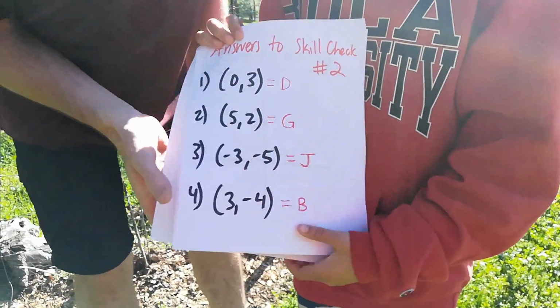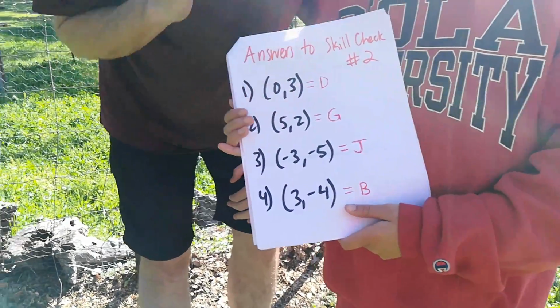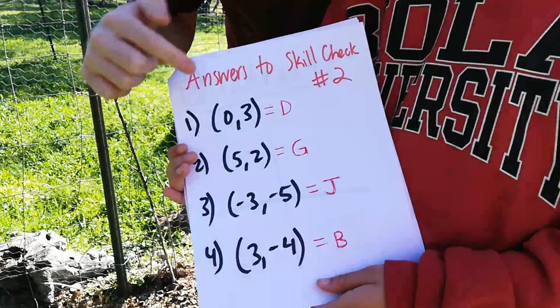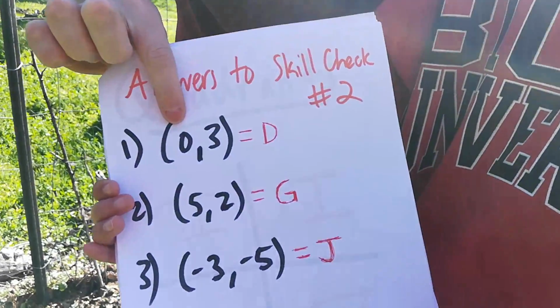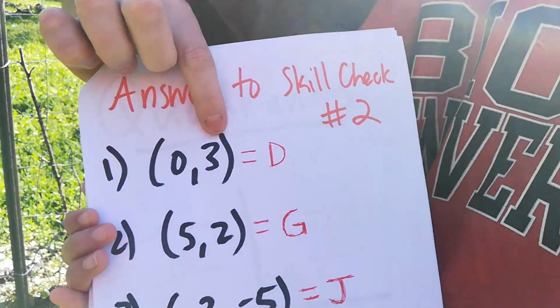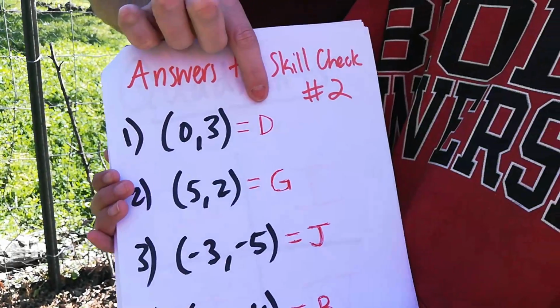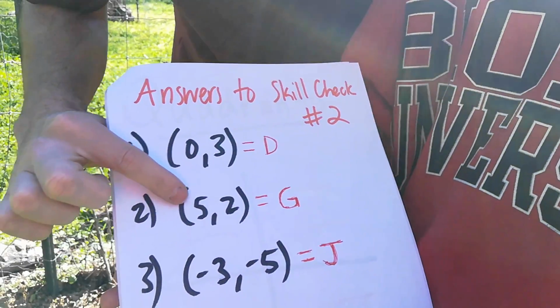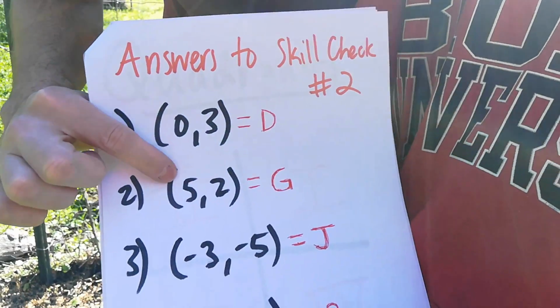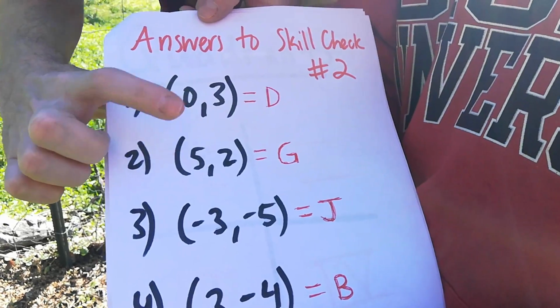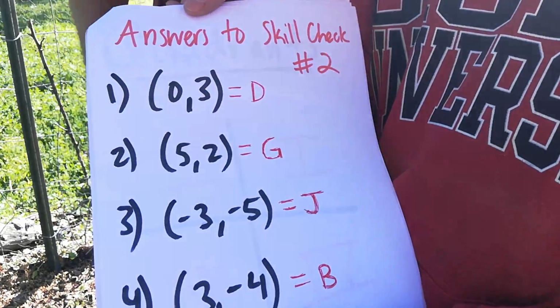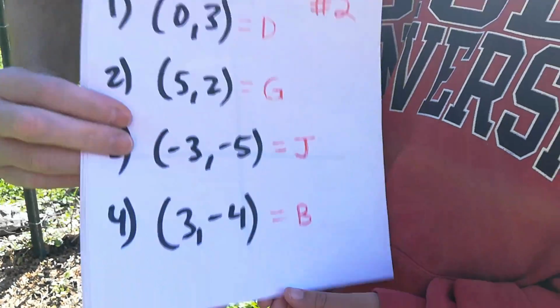Oh, nice. All right, answers to skill check number 2. Number 1, 0, 3. Don't go anywhere on the X-axis, but go up 3 on the Y. That is letter D. Number 2, remember, start at the origin. Go 5 on the right, go right on the X-axis, and then go up 2. That's letter G.